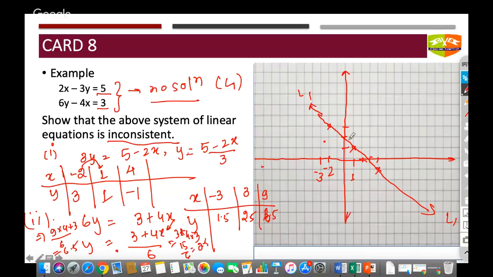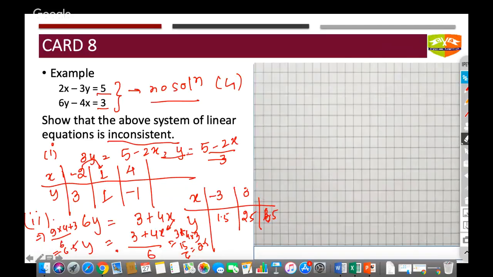have I made any mistake? This first line graph, I'll draw it once again. In the first line graph, y is equal to (5 minus 2x) divided by 3. So at x is equal to minus 2, this is actually a negative sign here, so these values will change. So x is equal to minus 3, at x is equal to 1 this becomes minus 1, and at x is equal to 3 this becomes 4. So the line would be something like this.